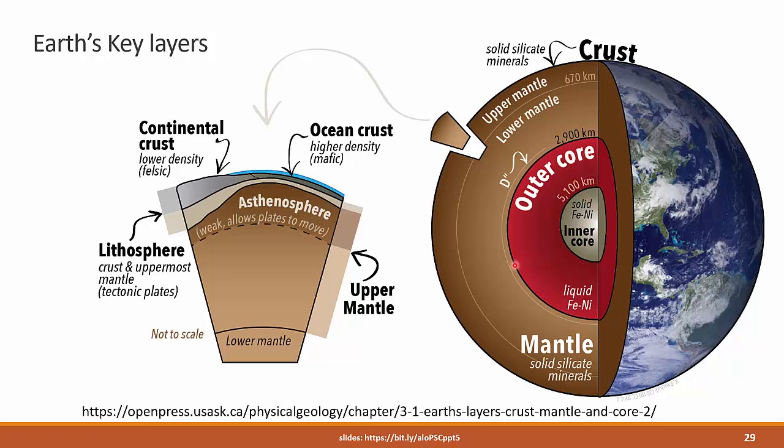The outer part, the outer core, is liquid. It is actually the one responsible for the magnetism of the Earth. The inner one, because all these other masses are pressing down on it, it is solid.